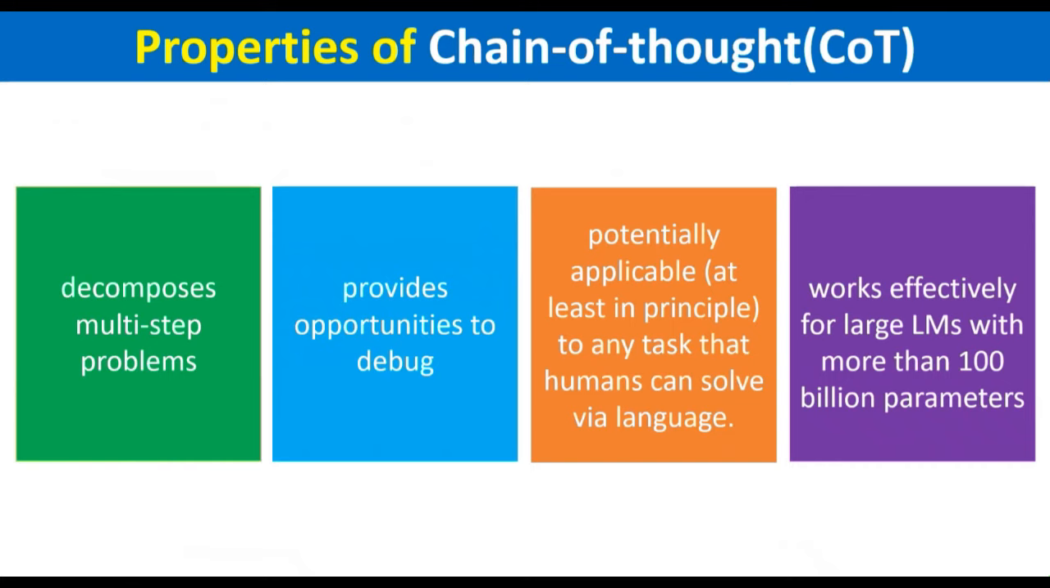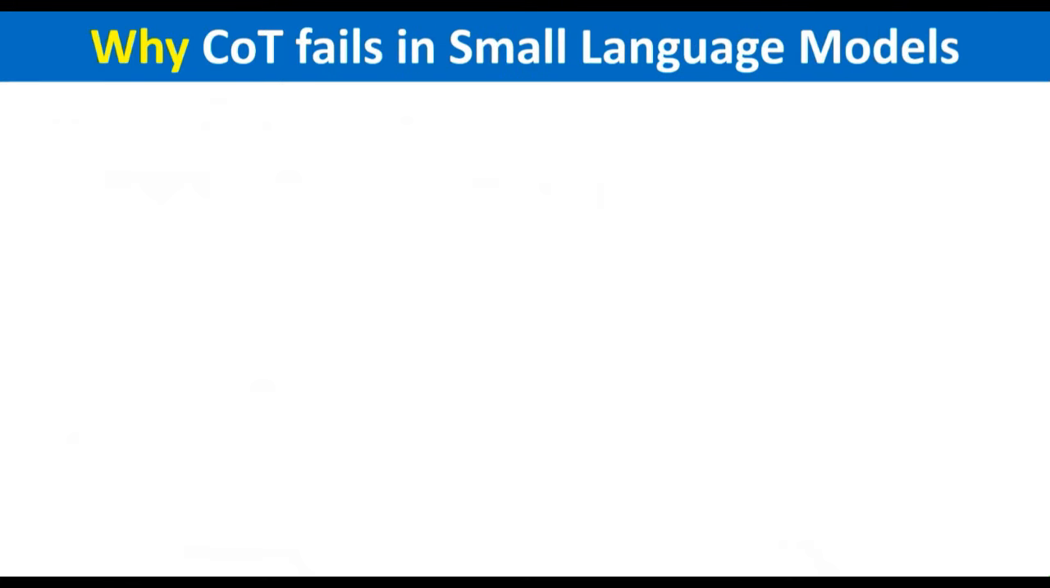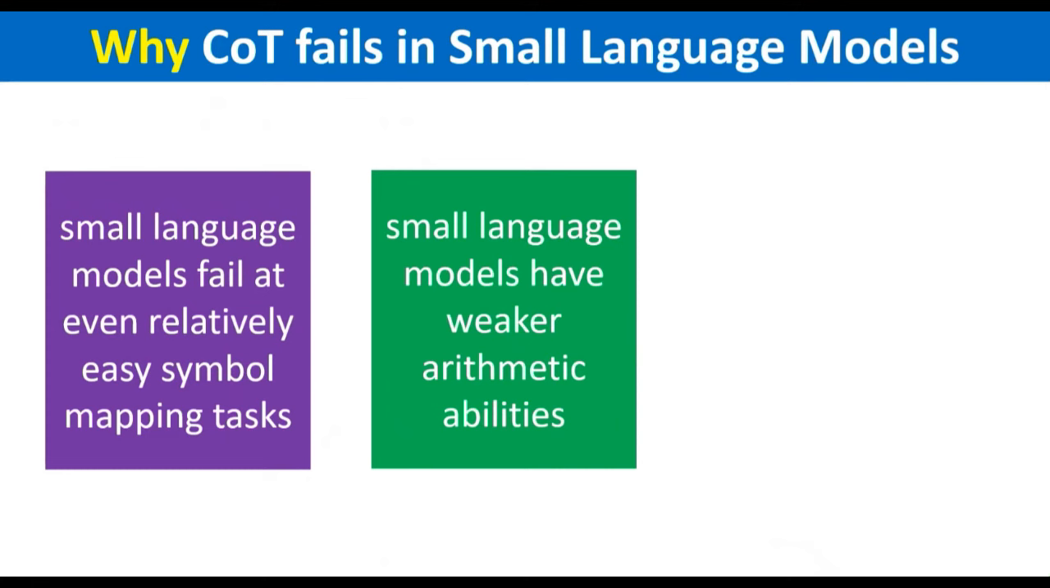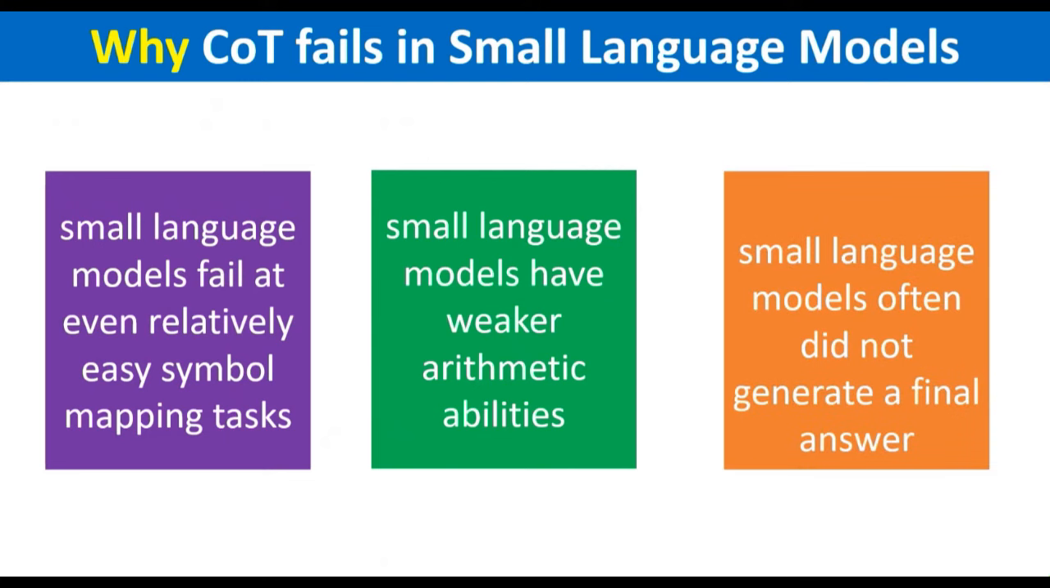Now, one could ask why chain of thought fails in small language models. The first observation is that small language models fail at even relatively easy symbol mapping tasks. The second observation is that small language models seem to have inherently weaker arithmetic abilities. The ability to do simple arithmetic operations without semantic understanding requires sufficient model scale. Finally, small language models often did not generate a final answer that could be constructed, due to either repetitions or logic that never arrived at a final answer.